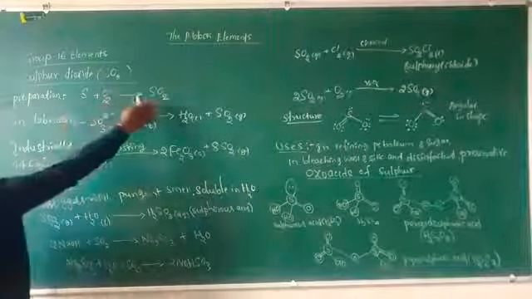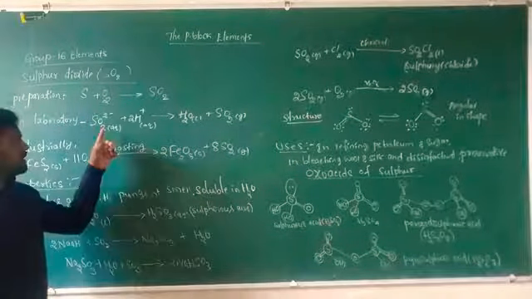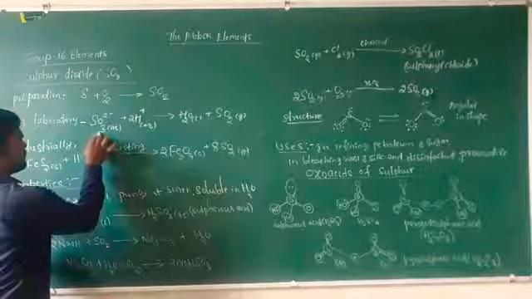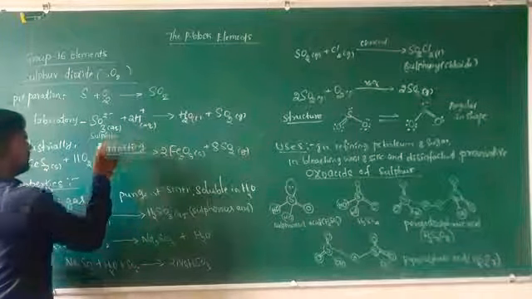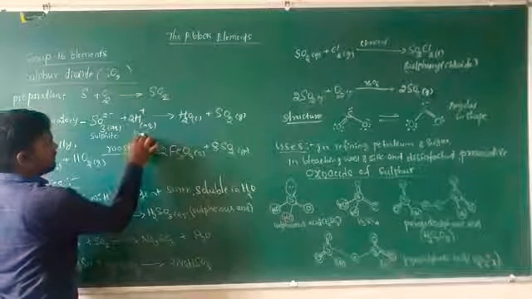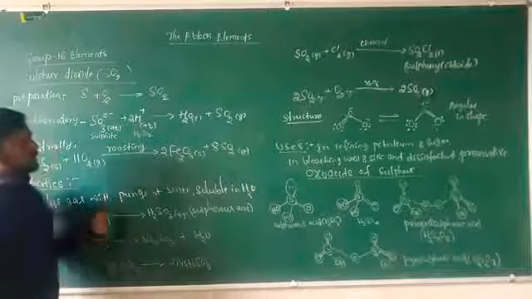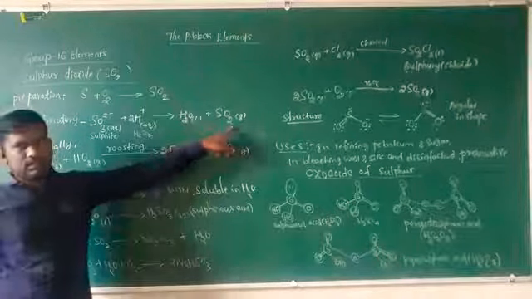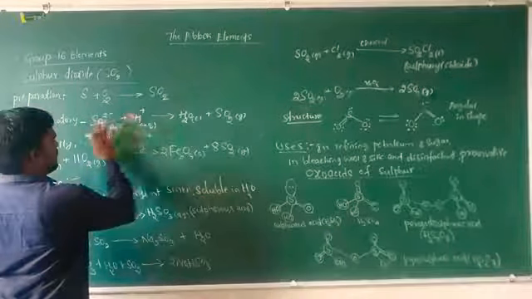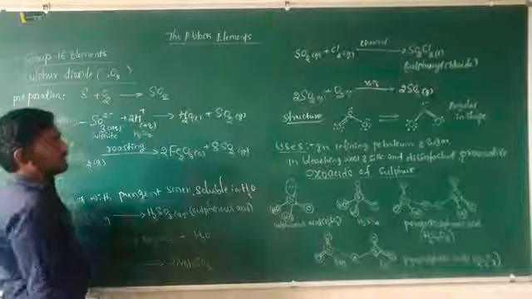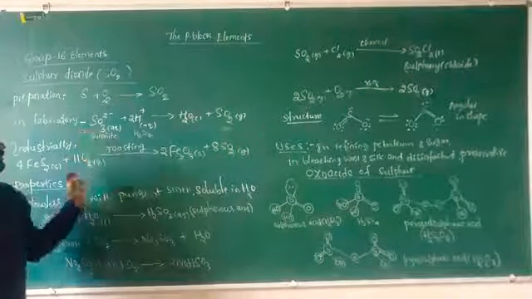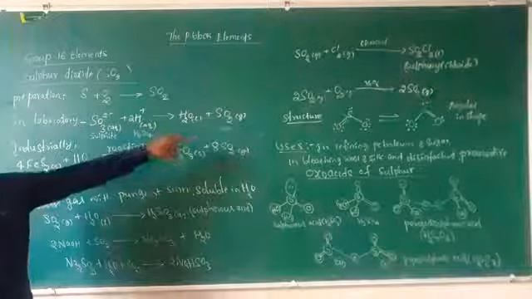Sulfur dioxide is also prepared in the laboratory from sulfite, SO3 2-. Sulfite reacts with sulfuric acid, H2SO4, to form water and sulfur dioxide. The 2 hydrogens plus 1 oxygen form water, and the remaining S plus O2 is sulfur dioxide. So sulfite SO3 converts to SO2.